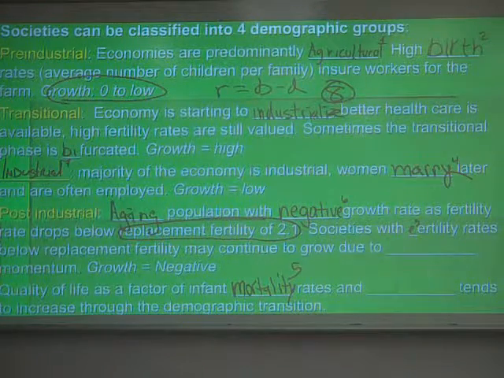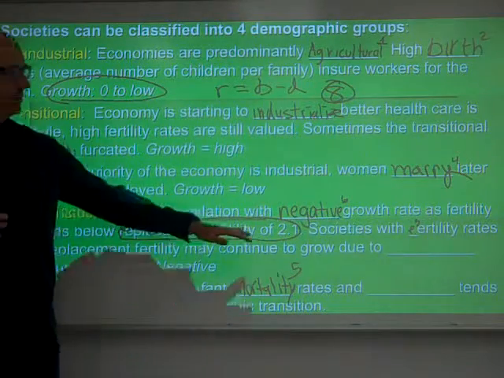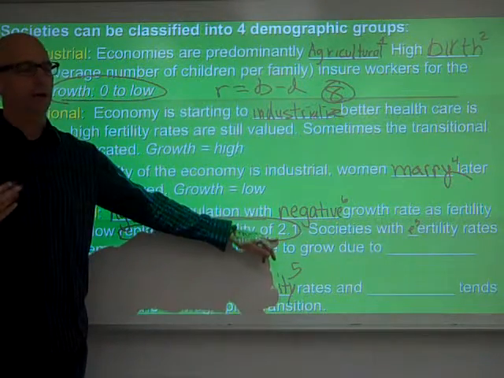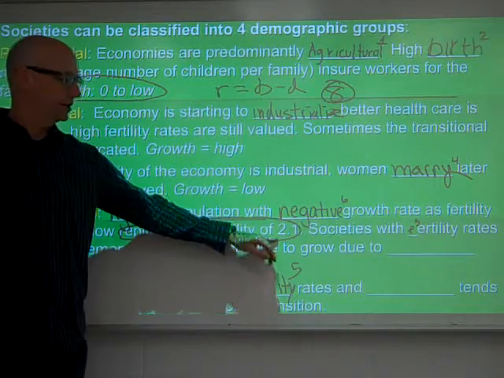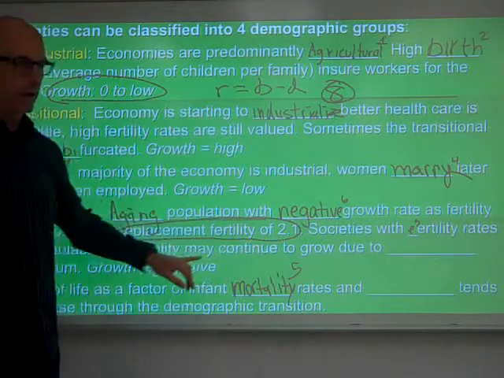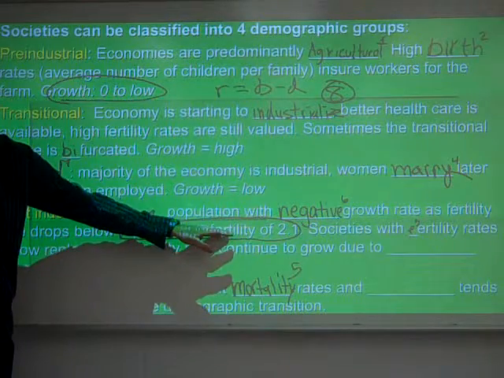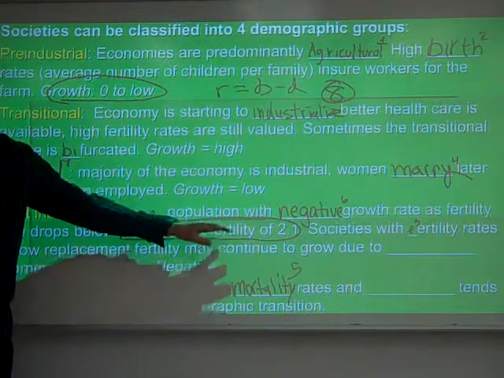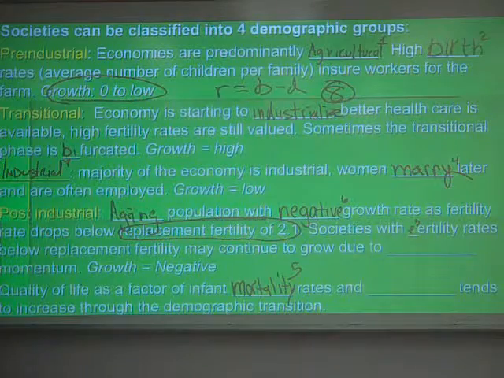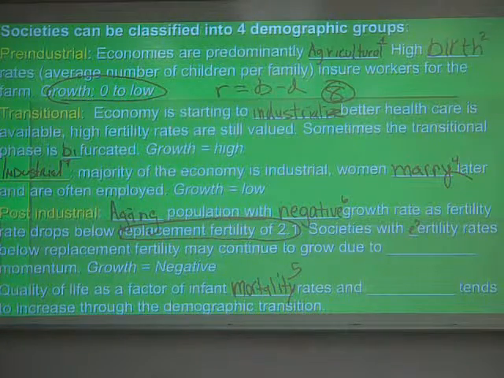The generally accepted replacement value within industrial societies is 2.1. This is because not every child is going to grow up, even in an industrial society, to have children, or they may choose not to have children. So they tend to bump it up, okay?